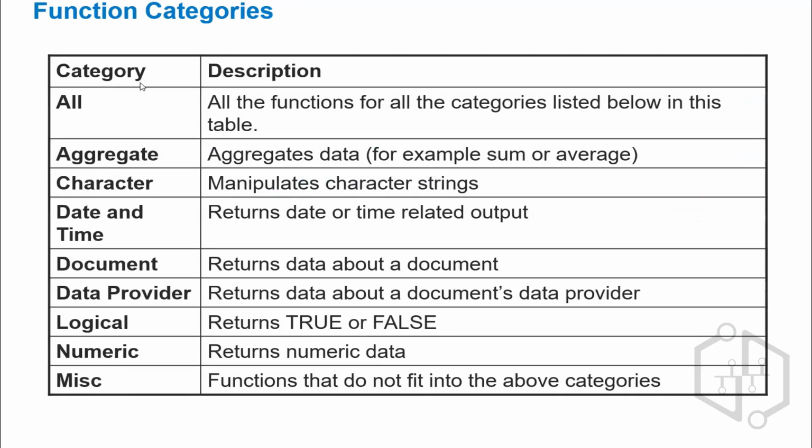And these are the function categories which Web Intelligence supports: aggregate functions like minimum, maximum, sum, average, character functions like substring, length, position, date and time functions, and document functions. So these are the kinds of functions available for the creation of variables.